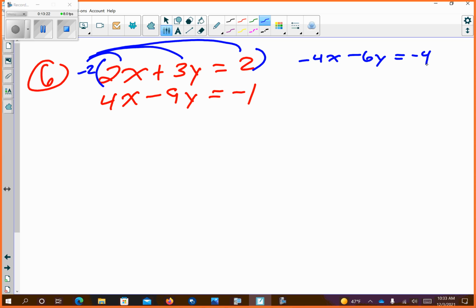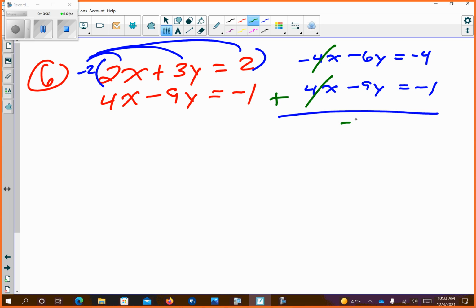So I get that. Bottom equation stays as is for right now. I can add these together as they sit, and the x's are gone. I like your thought. That's negative 15y is equal to negative 5. Divide each side by negative 15. Negative over negative is positive. 5 over 15 is 1/3.